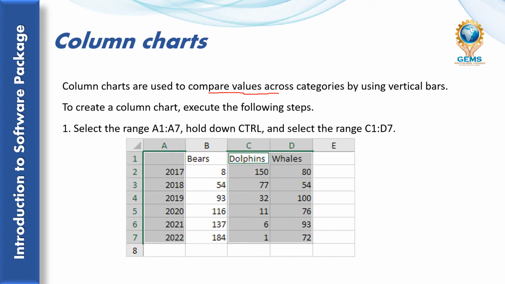First, in this image, they are selecting the range A1 to A7, then holding the Control key and selecting the range C1 to D7. After that, you can compare the values across the categories by using the vertical bars.